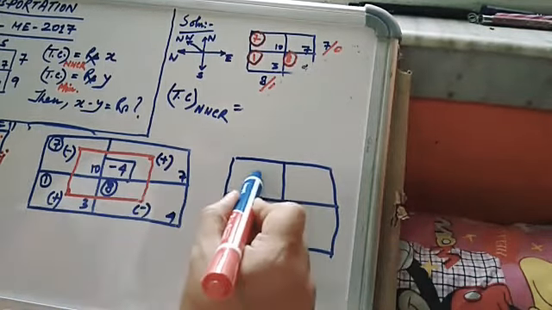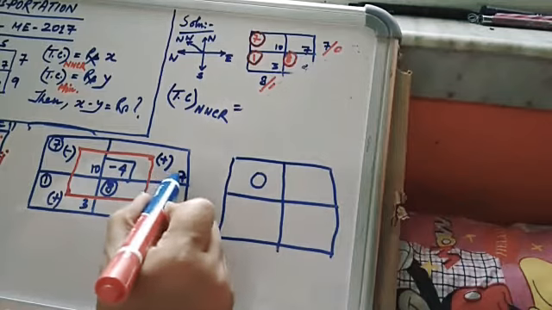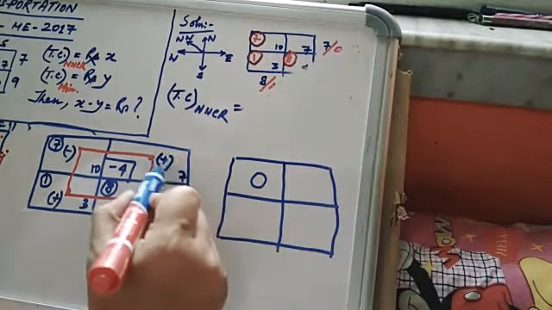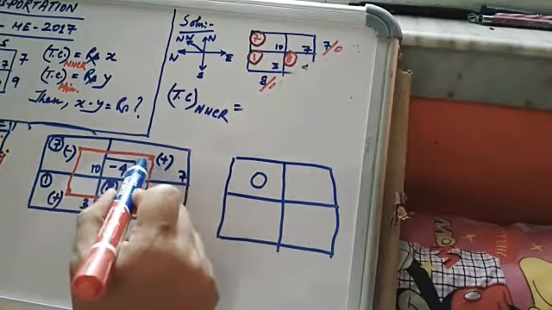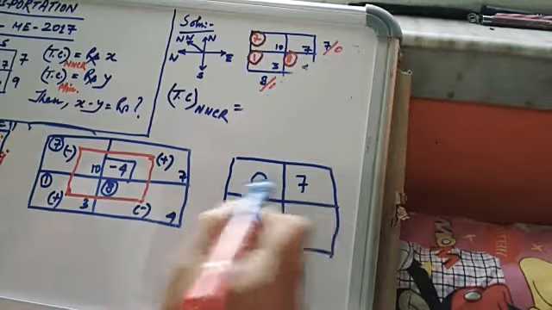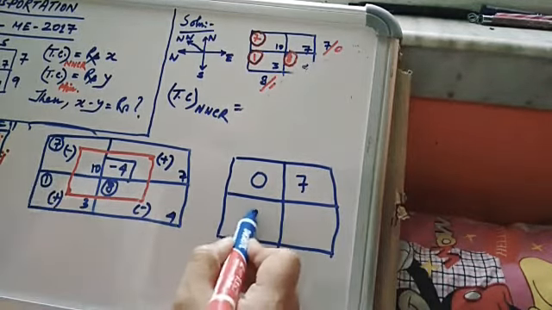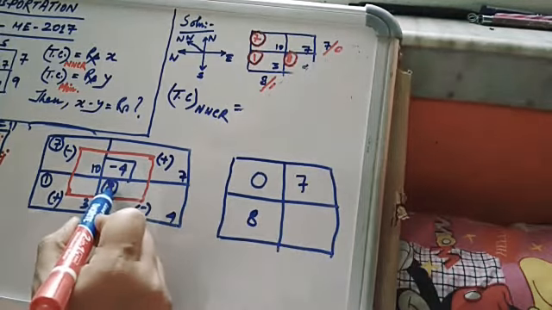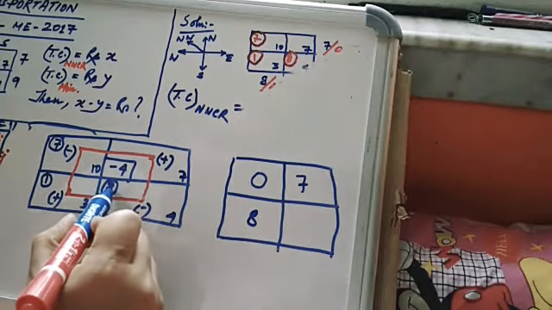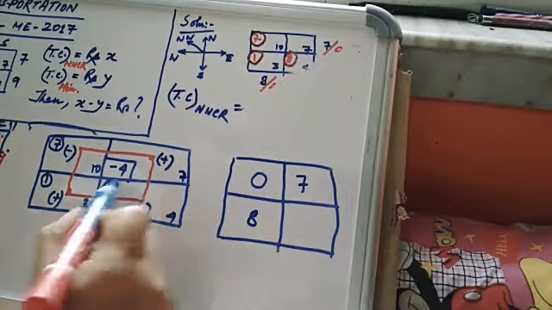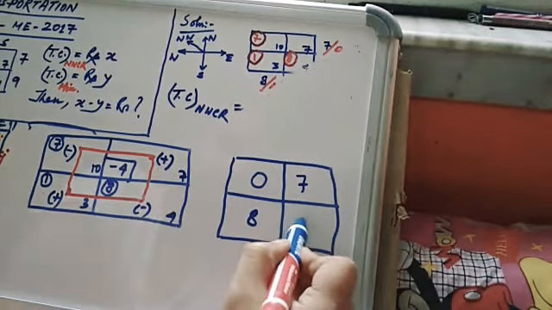7 minus 7 is 0. This is the unallocated cell, so 7 plus 0 is 7. This is the allocated cell with 1 value, so 7 plus 1 gives you 8, and this is 8. This is the negatively allocated cell. We have to subtract 7 from these allocations. 8 minus 7 gives you 1.